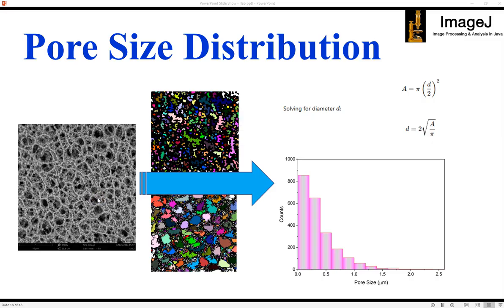So today I will teach you how to perform that using ImageJ and Origin Pro. First we will use ImageJ to analyze the pores, and later we will draw the pore distribution using Origin. Let's jump into ImageJ.